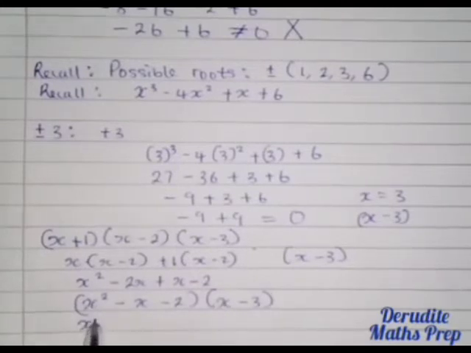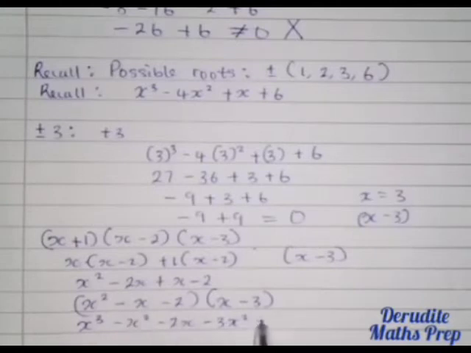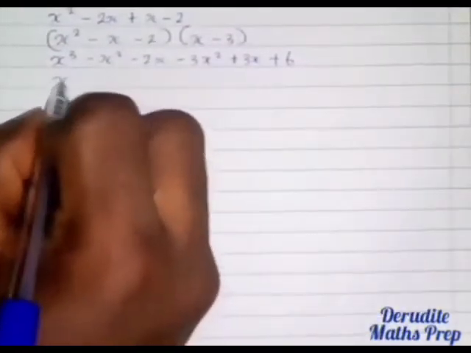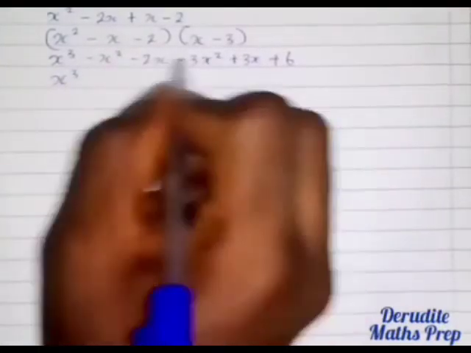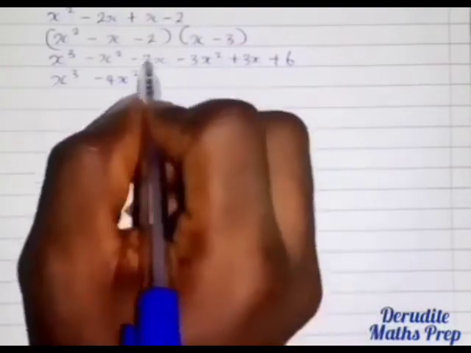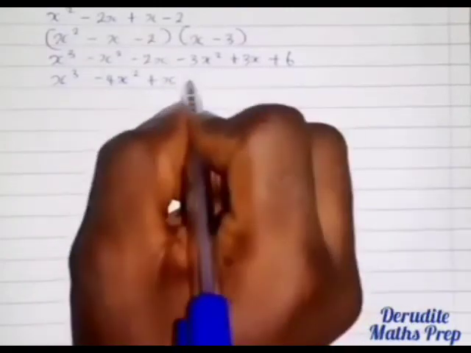Then we can use this to multiply the second bracket, x minus 3. X times x squared is x cubed. X times minus x is minus x squared. X times minus 2 is minus 2x. Minus 3 times x squared is minus 3x squared. Minus 3 times minus x is plus 3x. Minus 3 times minus 2 is plus 6. So we continue by collecting like terms. X cubed first. We have minus x squared here, and we have minus 3x squared here. So bringing them together, we have minus 4x squared. There is minus 2x here and there is plus 3x here. Minus 2 plus 3 is the same thing as plus 1. So we just have plus x here and we have a plus 6.